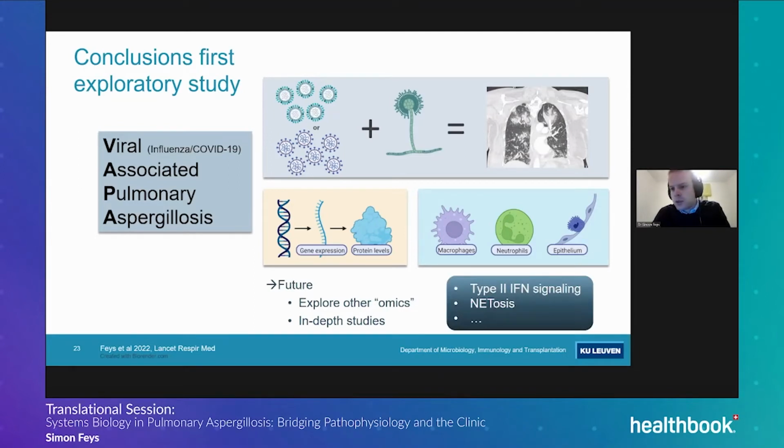In these patients, we've seen lower neutrophil fractions. This could be due to lower levels of neutrophils, which cause the lower neutrophil fractions, but could also be because of a higher turnover of neutrophils, higher mortality of neutrophils in the lower respiratory tract, for example, because of NETosis. So a lot of interesting ideas to explore in the future.